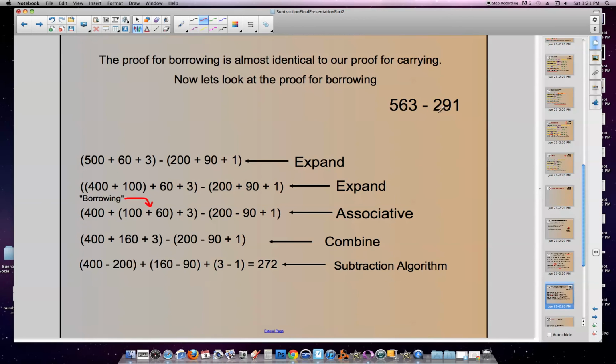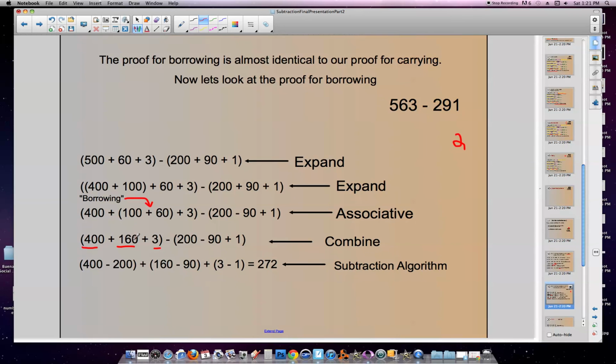563 minus 291, well, 3 minus 1, if we stack those, would be 2. But 6 minus 9, we can't do that. But what we can do is say, well, 500 is the same thing as 400 plus 100, right? And then this is all addition right here, so we can use the associative property to regroup. We can say, okay, it's actually 400 plus 100 plus 60. Well, what is 100 plus 60? We have 400 plus 160 plus 3.